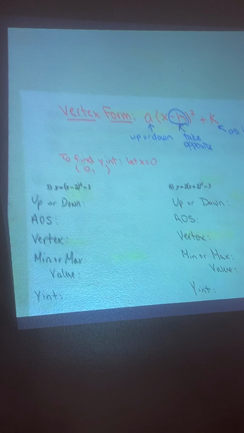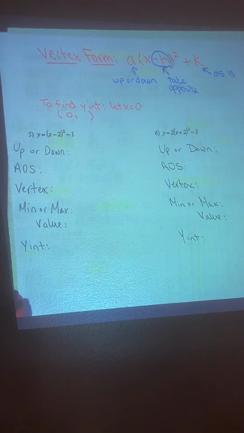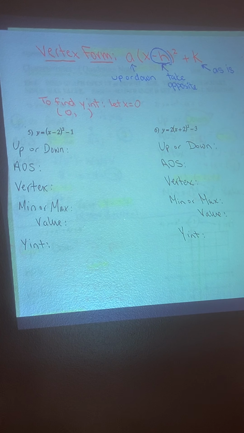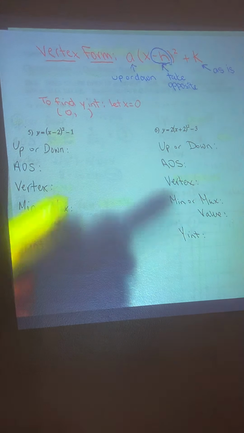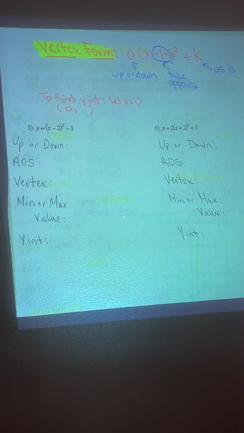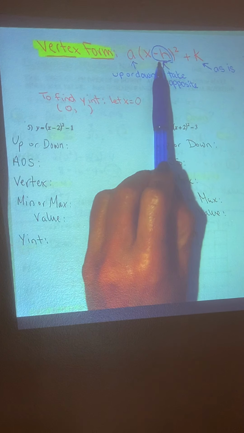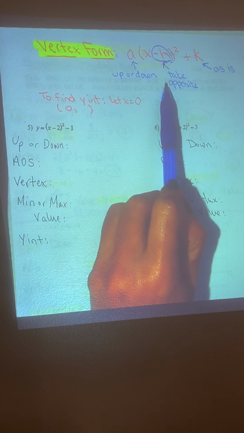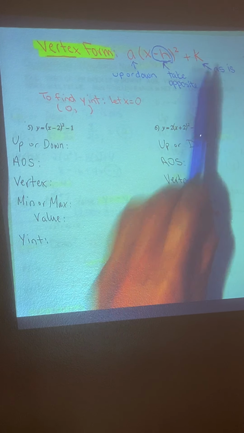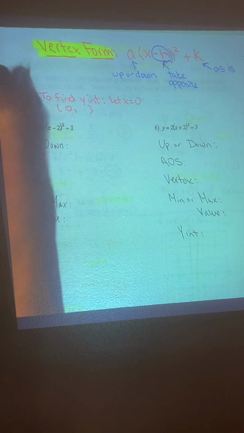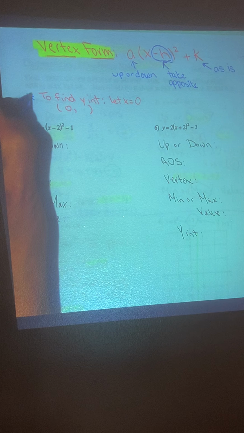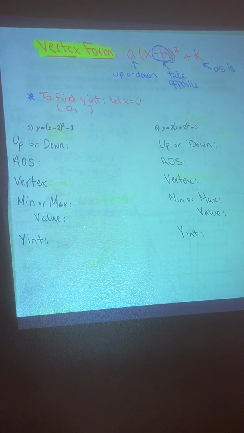Now we're going to go to vertex form. In vertex form, we have the formula a(x minus h) squared plus k. And I showed you here how to remember. A determines up or down. The h, we have to take the opposite. And k is as is. And to find the y-intercept here, we have to let x be 0. And it's an ordered pair.